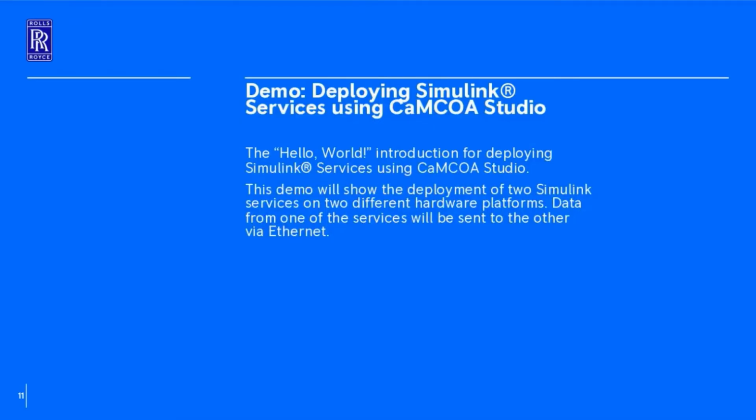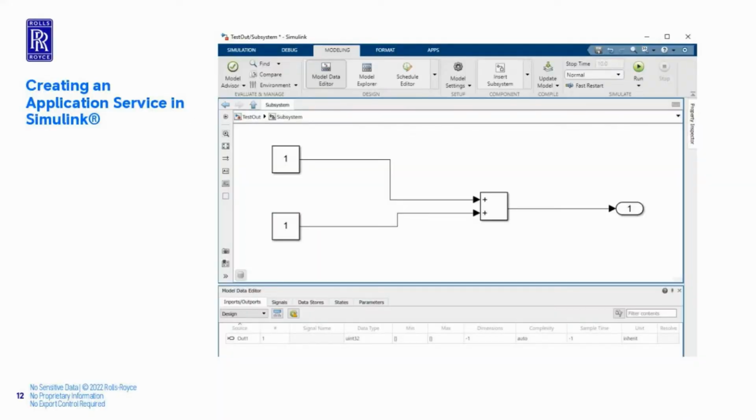So now you've seen the architecture, I think we should work through a hello world introduction within CaMCOA Studio. So basically the simplest deployment possible. Here we'll create two Simulink services. One service will produce some data, the other will consume the data. These services will be running on two different hardware platforms, and the producer will send data to the consumer via Ethernet. So firstly, we'll create a very, very simple Simulink service, which we'll call test out.